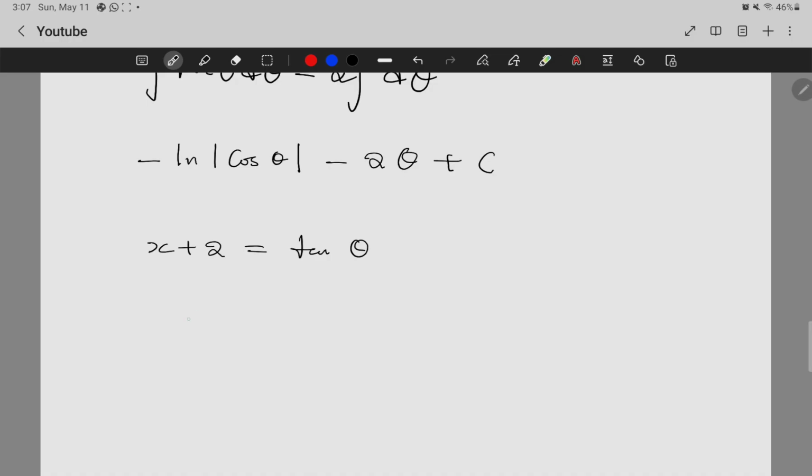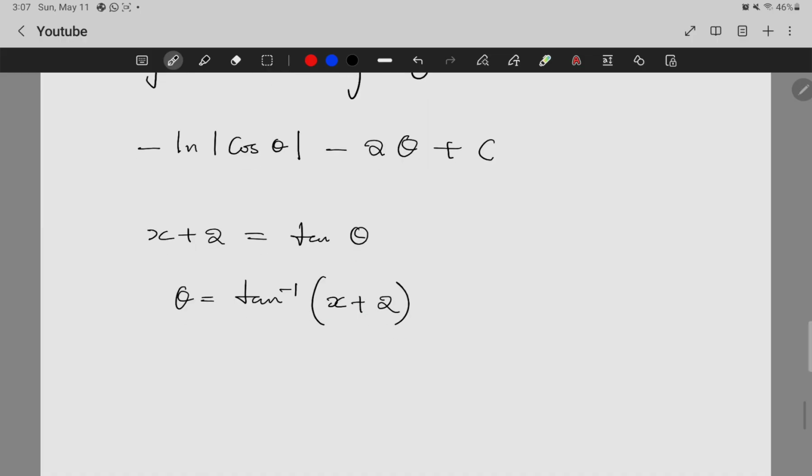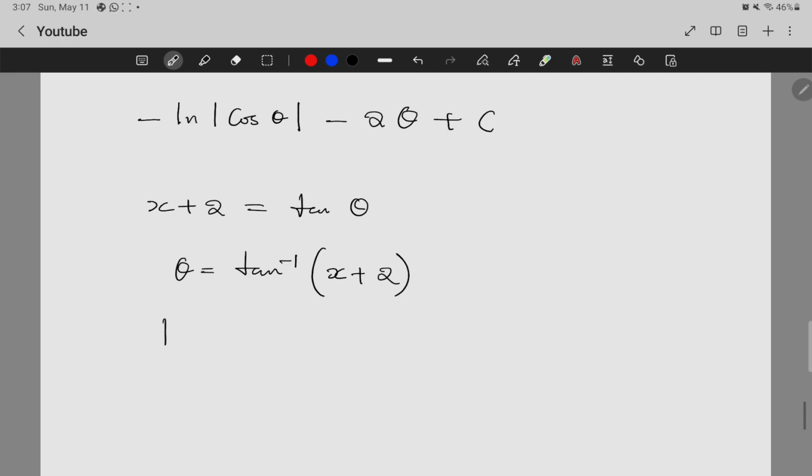So firstly, directly from here, we see that theta will be equals to tan inverse of x plus 2. So this is what theta is. Now, how about cos theta? To know what cos theta is, we first have to recall that tan is equals to opposite over adjacent. But here we're seeing that tan is equals to x plus 2 over 1, since there's nothing here. Usually, whatever the coefficient here is, that is what comes in the denominator here. But since it's a 1, this will be over 1.